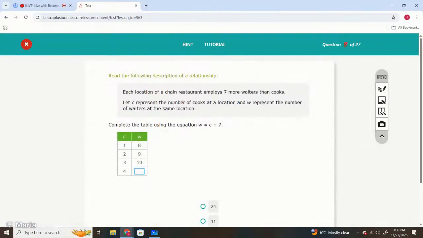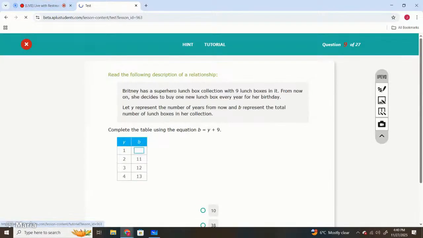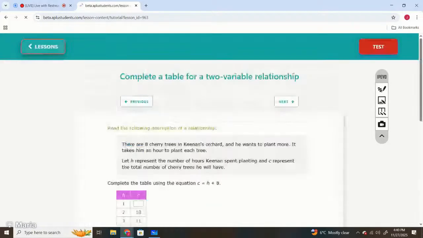Complete the table using the equation W equals C plus 7. So which is the correct option? That is 4 plus 7 is 11. So the missing value is 11. Okay, you can complete the lesson by yourself later today.